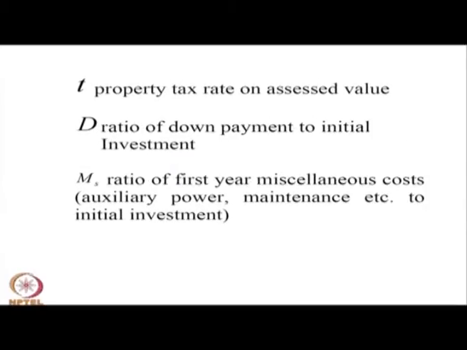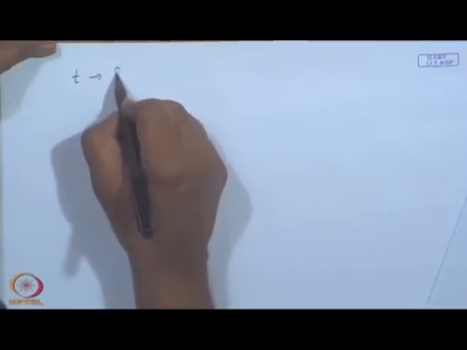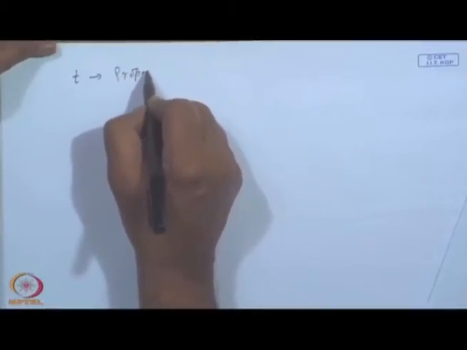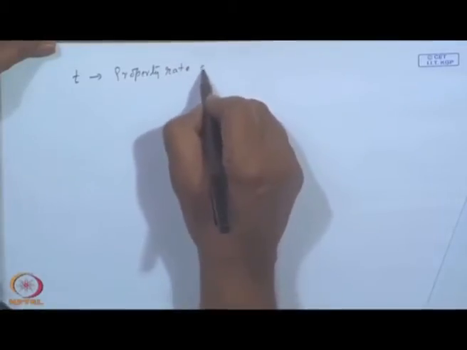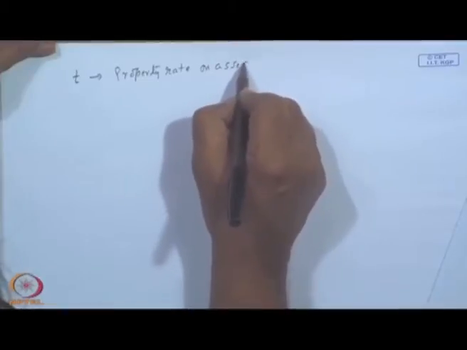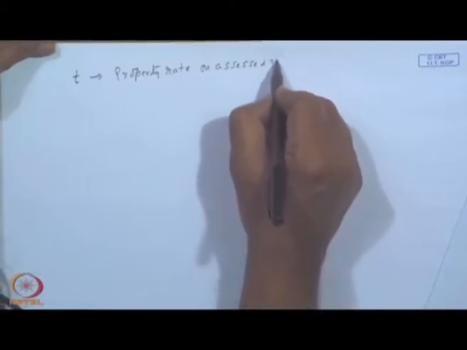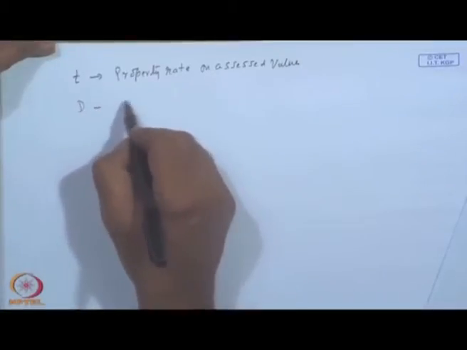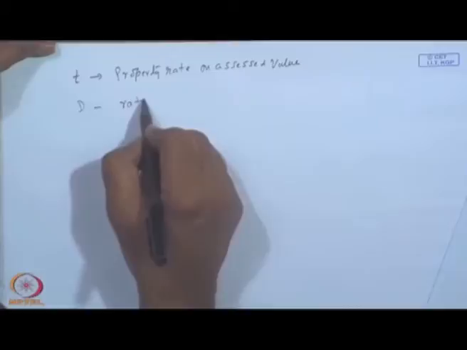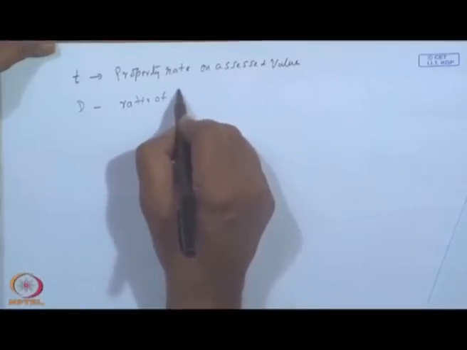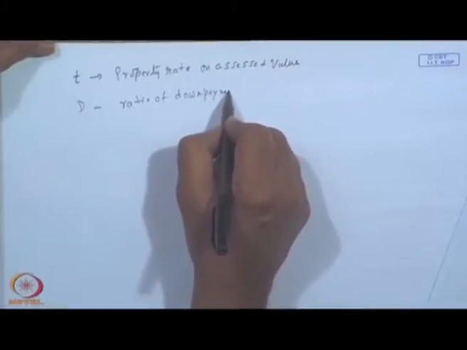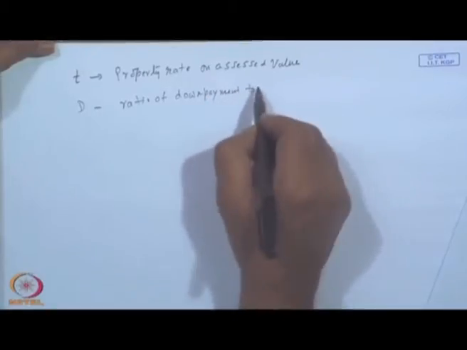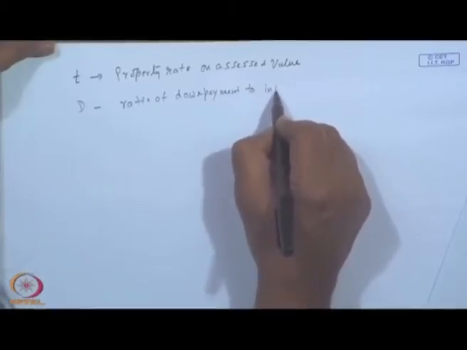T is the property rate on assessed value. And D is the ratio of down payment to initial investment.